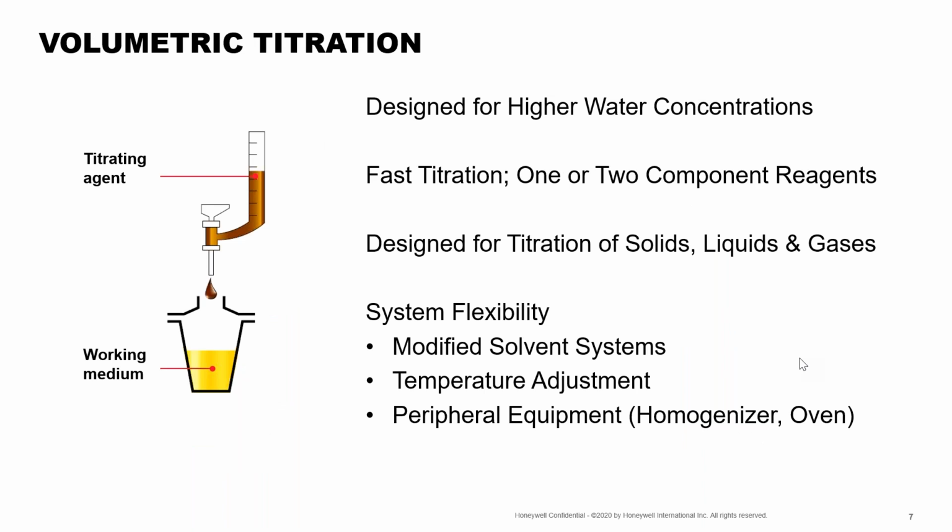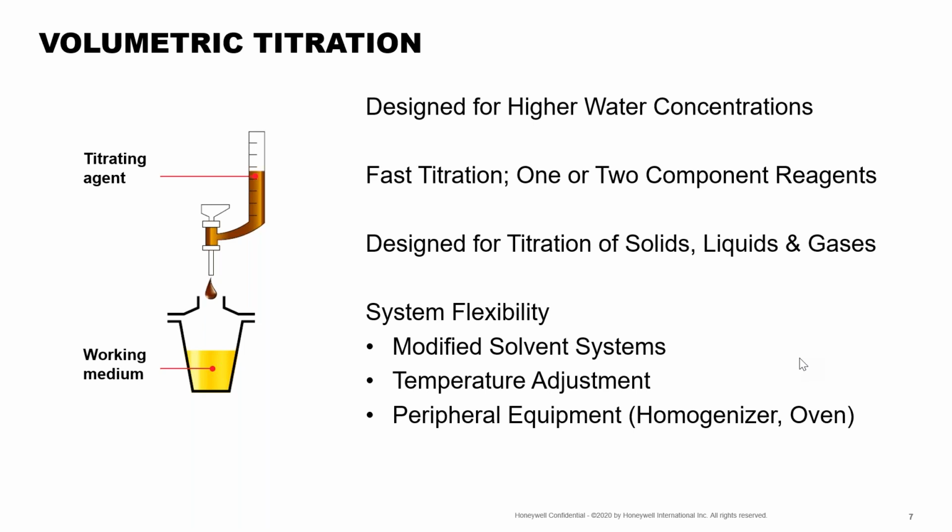Diving a little bit deeper into volumetric titration, as I mentioned, this is recommended for samples with a little bit higher water content. Actually, you can measure all the way up to 100%. However, you can also analyze samples down to almost 0.1% water. You'll just need to select a titrating agent with a low titer value to get the most accurate results. Also, as I mentioned, you've got a lot of flexibility with this system.